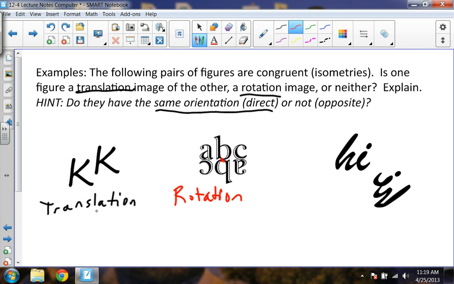And if you want me to explain these, you say they have the same orientation. They are direct isometries.